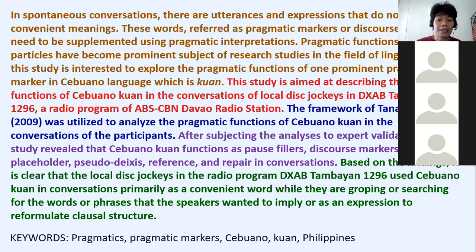So the red one, this is your purpose. The blue one, this is the methodology. The purple one, this is the results or the product. Product is move 4. Then the green one, the conclusion. So you also need to provide keywords.